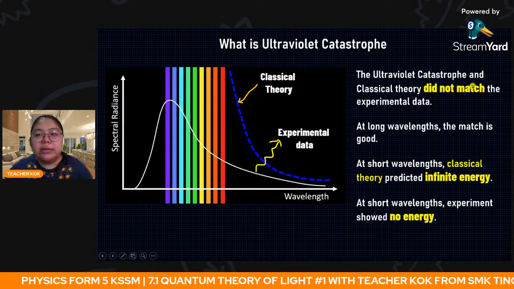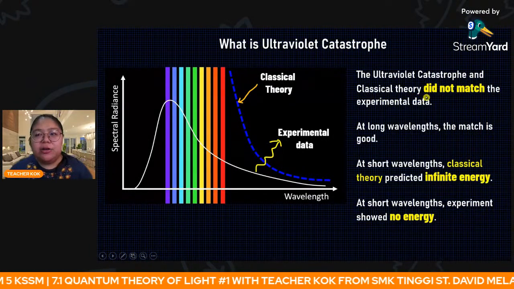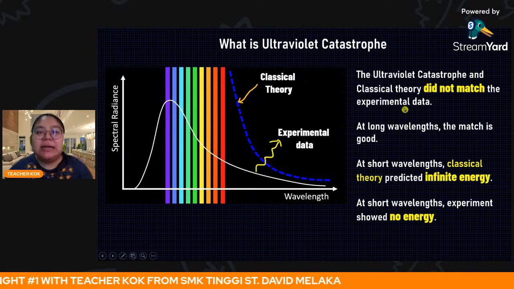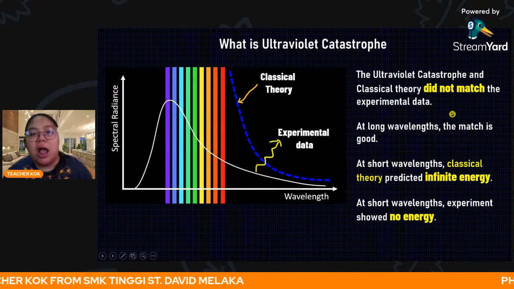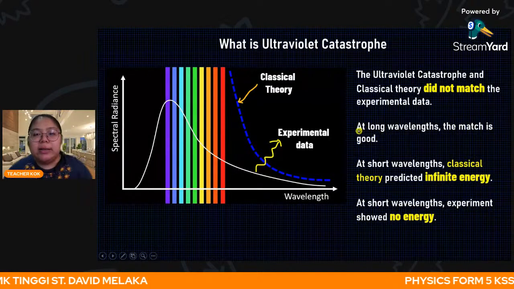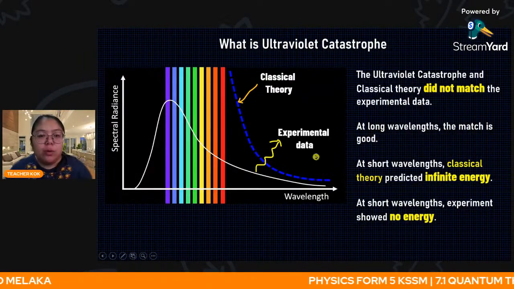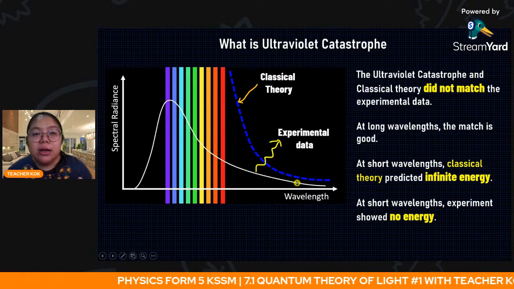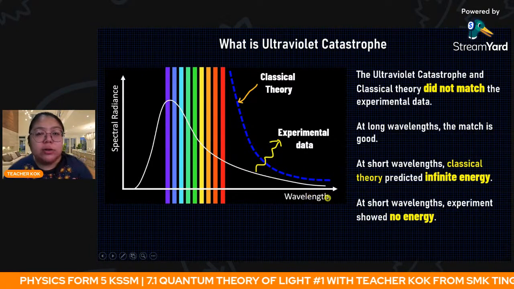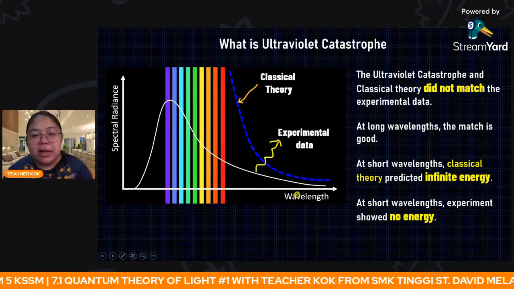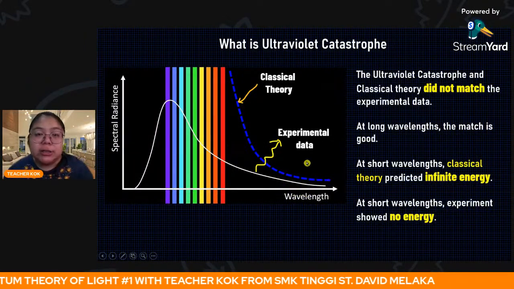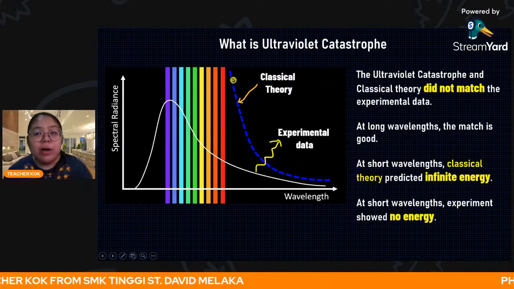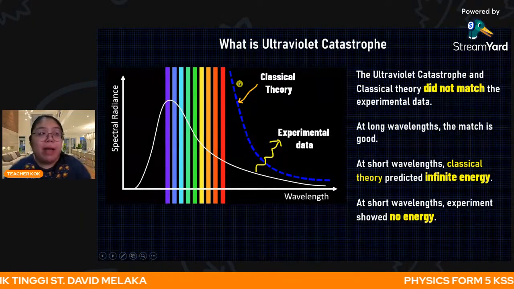The ultraviolet catastrophe is where the classical theory did not match the experimental data. Okay, at long wavelength, long wavelength is this part, the match is okay. So we never say there's an ultraviolet catastrophe there. No, this one is a match. Until this part, this one we call an ultraviolet catastrophe because it does not match.